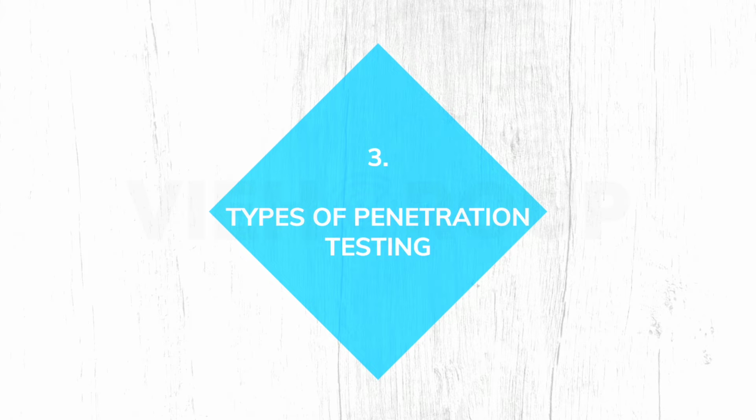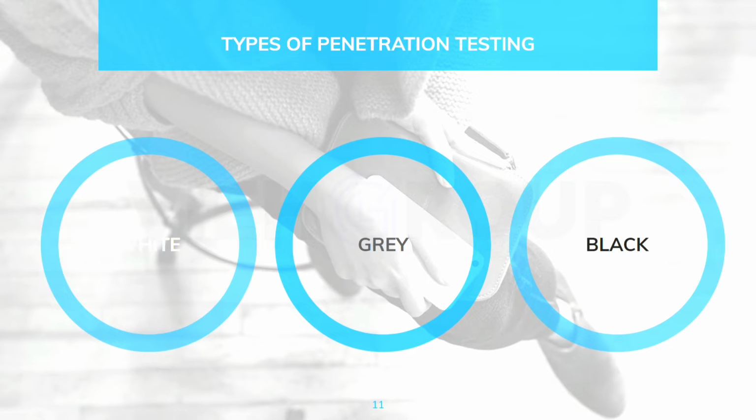Let's look into the various types of penetration testing. Mainly there are three types of penetration testing: white box penetration testing, gray box penetration testing, and black box penetration testing.